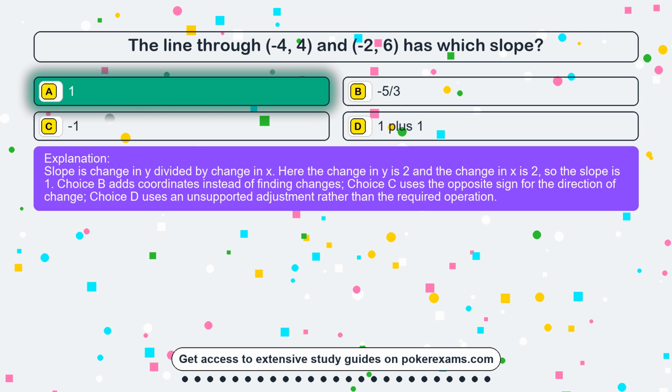Choice B adds coordinates instead of finding changes. Choice C uses the opposite sign for the direction of change. Choice D uses an unsupported adjustment rather than the required operation.